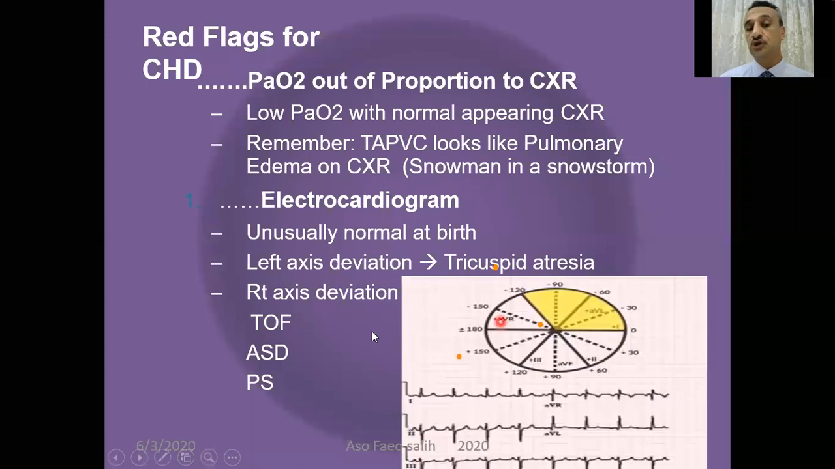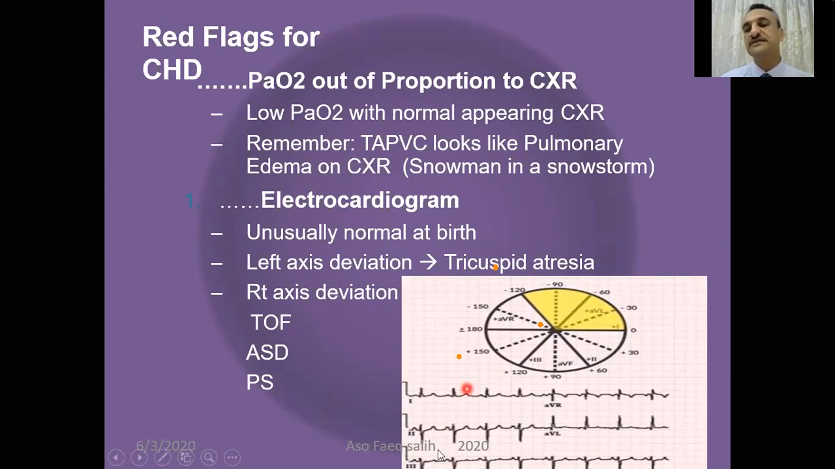And sometimes you do an electrocardiogram, which is an ECG. By the ECG, usually your patient has nothing very significant, but if you have left axis deviation, most probably your patient has tricuspid atresia, or with right axis deviation, tetralogy of Fallot, ASD, PS, and total anomalous pulmonary venous return. So you may have so many differential diagnoses in that case. And maybe your patient is normal with right axis deviation. So take care of that.